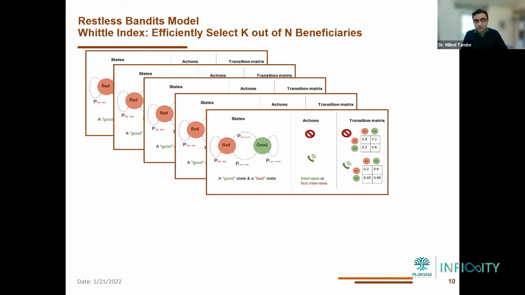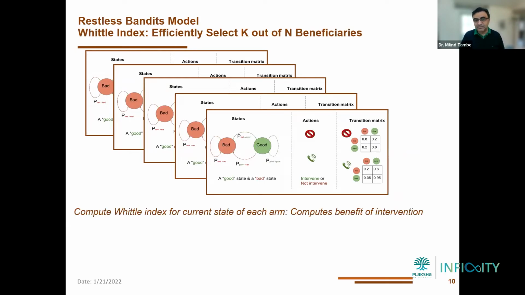So we have 200,000 such MDPs, and we have to now decide which K arms to pull, which mothers to give service calls to. Now, if you imagine solving this problem of choosing 4,000 out of 200,000, 200,000 choose 4,000, that's a massive, massive number. These are very difficult problems to solve. So we solve this problem by computing what is known as a Whittle index. Essentially, it is computing the benefit of intervention for each mother separately and then choosing the top K of these mothers.